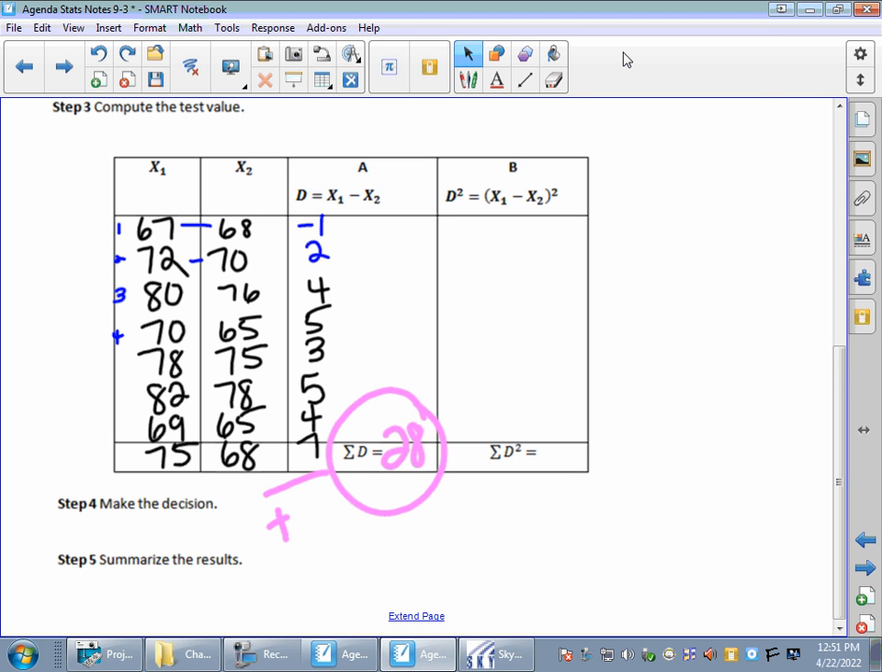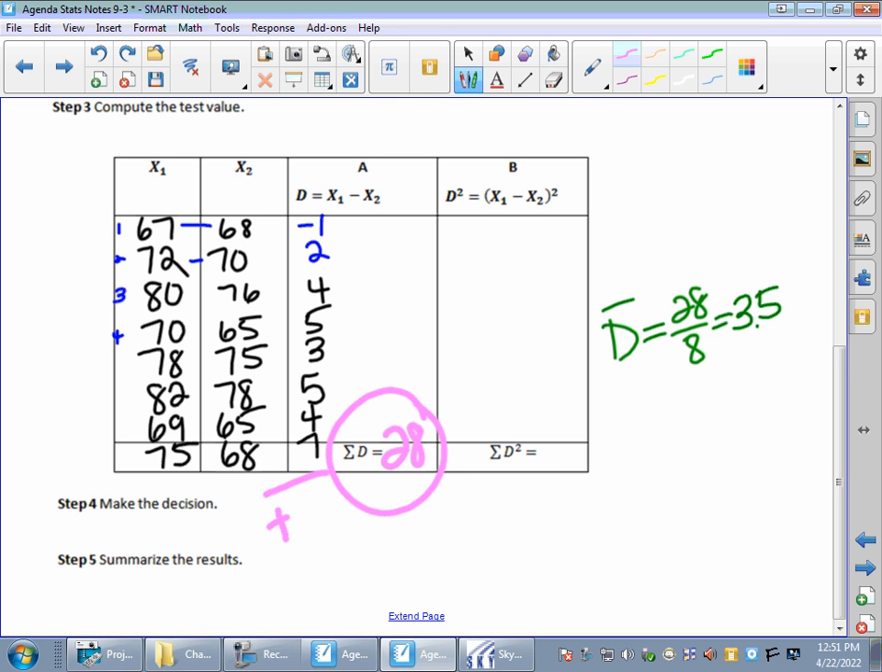Then, while I'm at it, I should find the mean of my differences. That's going to be 28 divided by my 8 for my sample size. Don't double it. I think that's 3.5. I like to jot that down on the side. If I'm already there, I might as well divide it out. Then I'm going to do my d squared and put all those up there, square all those, and then find the sum of those values.